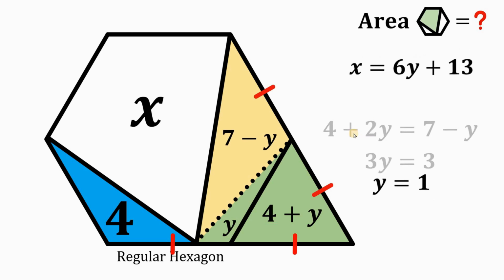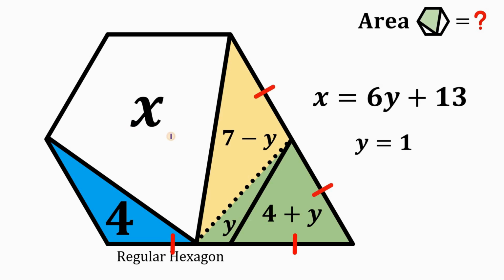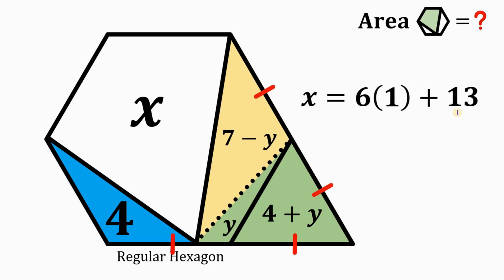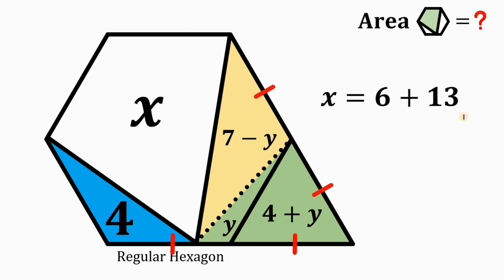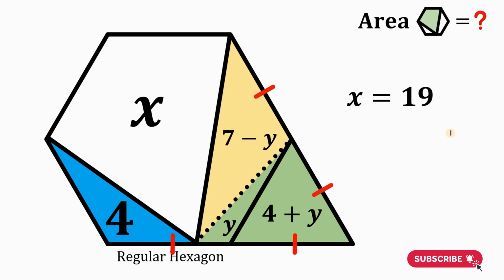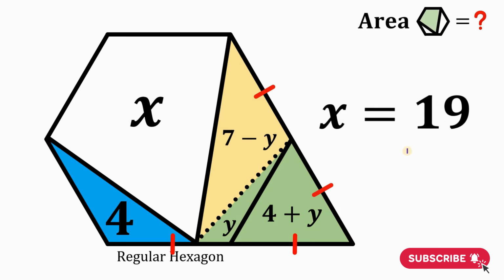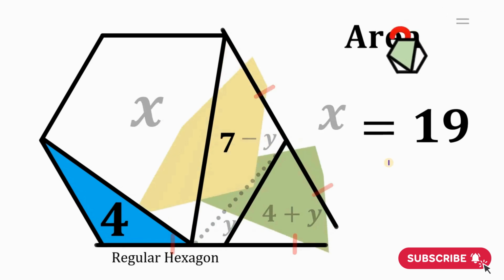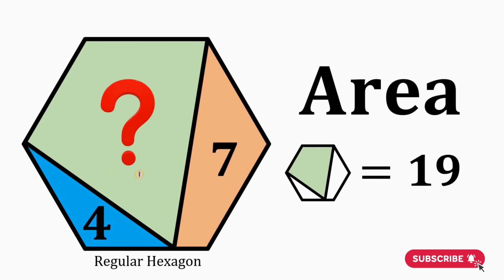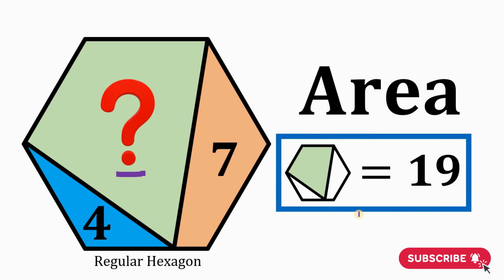Therefore, we can now find the area of x, which is the area that we want to find. And we can replace y with 1. So x equals 6 times 1 plus 13. 6 times 1 is 6, and 6 plus 13 equals 19. And that is our answer to this question. So given this figure, the area of this region shaded in green simply equals 19 square units.